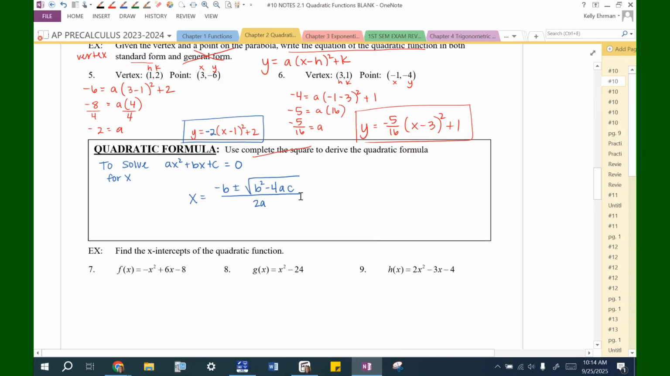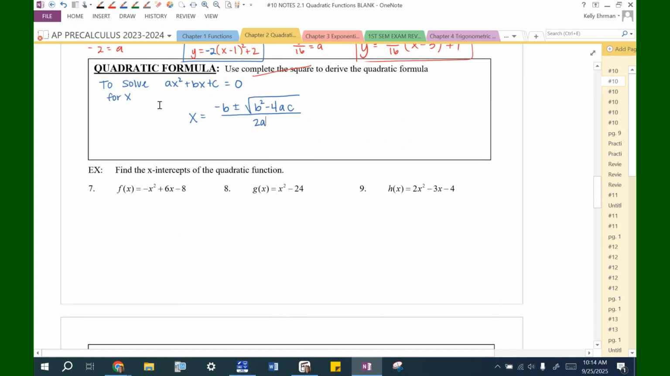The thing about it, though, is that it's easy to make mistakes, and it's easy not to simplify it all the way. So I don't want you to only use quadratic formula, but I want you to be able to use it when you need it. So here's my example. Find the x-intercepts of the quadratic function. X-intercepts are when your equation is equal to 0.